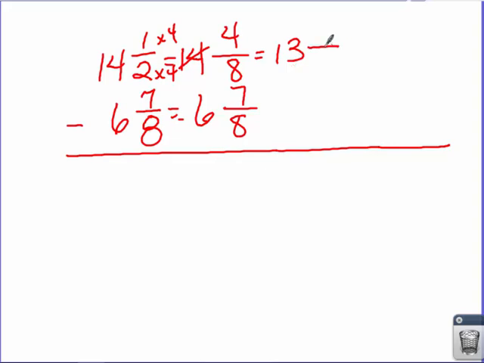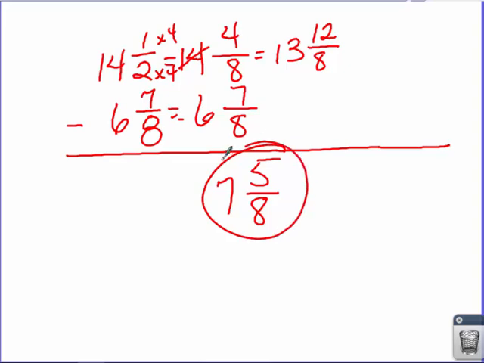Now the fraction that we've got here still has to have an 8 on the bottom because we've got to have common denominators. But to get your new numerator when you borrow, you're going to take the 8 and the 4 and just add them together, and that gives us 12. The reason we do that is this numerator is now big enough that I can subtract this numerator from it, and that's what we're looking for. So now I do 12 take away 7, which gives me 5 over 8, and then 13 take away 6 gives me 7. And we can't simplify, so we're done.